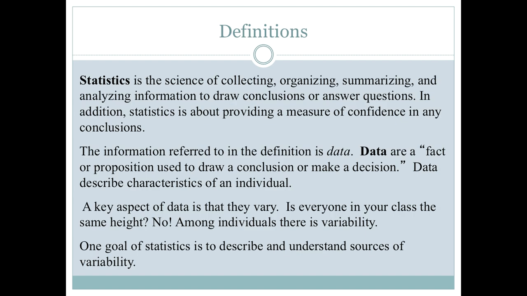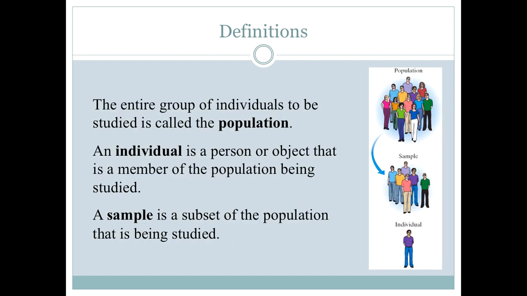Now, the information referred to in the definition is data. Data are a fact or proposition used to draw a conclusion or make a decision. Data describe characteristics of an individual. So basically, it can be something like eye color or height, or really any characteristic of some kind of individual. A key aspect of data is that they vary. Is everyone in your class the same height? Absolutely not. Among individuals, there is variability. So, one of our goals in statistics is to describe and then understand the different sources of variability.